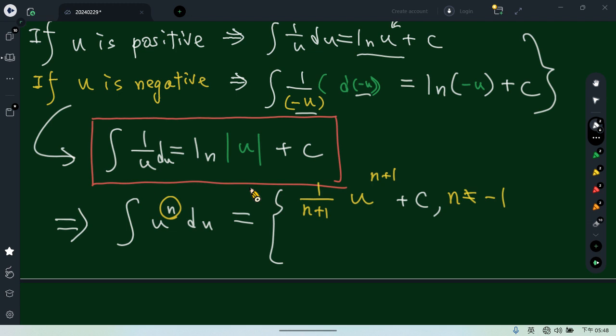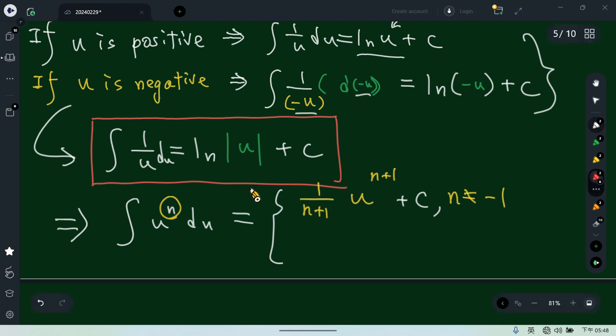Because in the past, if u is -1, then we will let here become 0. It's not an illegal expression, right? But right now we already have the result, so we can just separate.